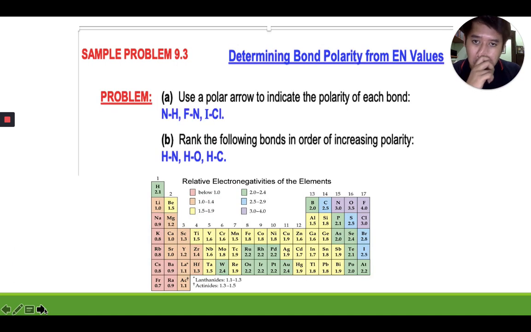So for example, in determining bond polarity from EN values, you use the polar arrow to indicate the polarity of each bond. For N-H, F-N, and I-Cl, you are going to draw the arrow toward where the electrons are most attracted. In letter B, you are going to rank the bonds according to increasing polarity: H-N, H-O, H-C. I'll give you a minute to think about that.